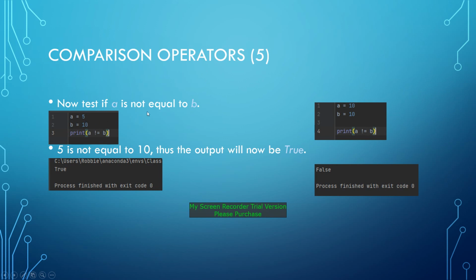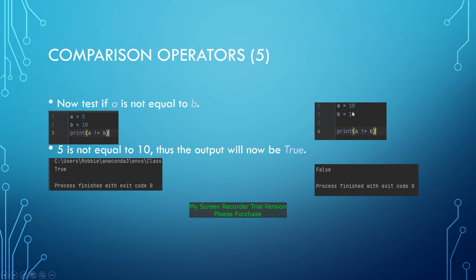Alright, so let's now test if A is not equal to B. First we take the value of 5 for A and the value of 10 for variable B, and we compare them in the print function. So we now test if A does not equal B. 5 not being equal to 10 will give us the result of true, seeing as this comparison operator will return us a true if these two values are not equal.